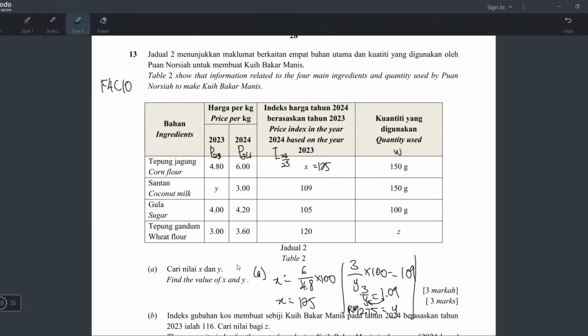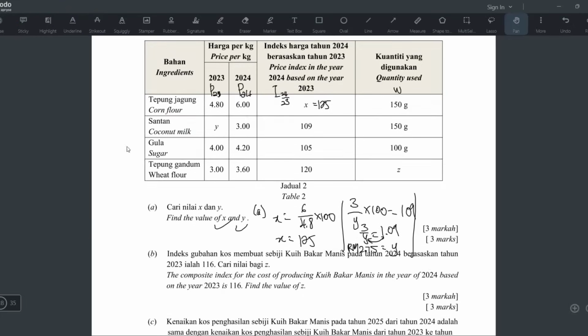Now for Z, oh no, the question only asked to find X and Y. So that's the answer. And also Z is the weightage, so I'm sure later you have to use the composite index to find it. All right, so I already have my X and Y. Let's do the next question.